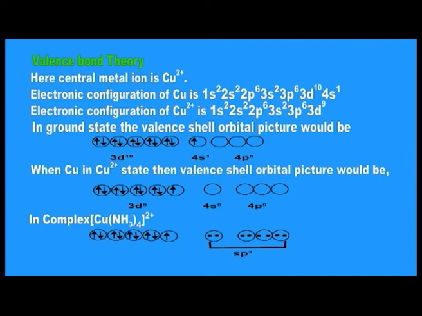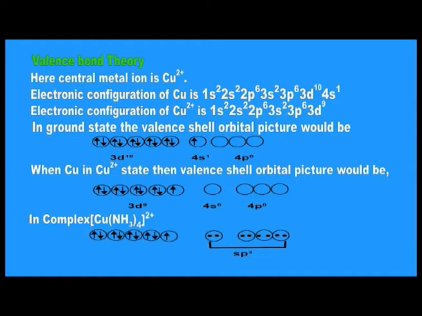The electronic configuration of Cu is 1s2, 2s2, 2p6, 3s2, 3p6, 3d10, 4s1. While the electronic configuration of copper in the oxidized state is 1s2, 2s2, 2p6, 3s2, 3p6, 3d9. The valence orbital picture will be therefore, since 4 ammonia ligands surround the central metal ion, the coordination number of Cu2+ is 4.